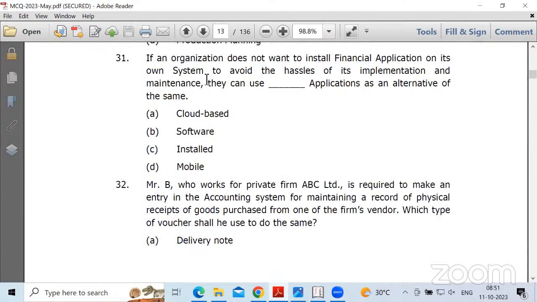If an organization does not want to install a financial application on its own system, to avoid the hazards of its implementation and maintenance, they can use SaaS applications as the alternative. Cloud-based software installed on mobile. It's a very simple question. It's cloud-based.